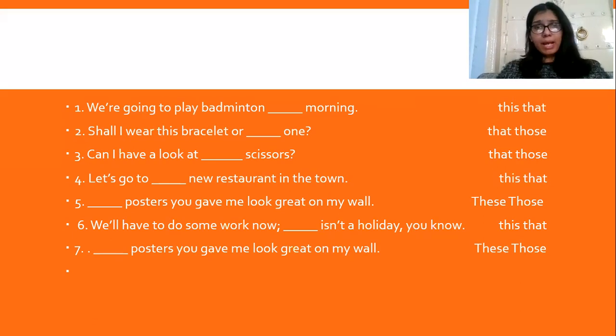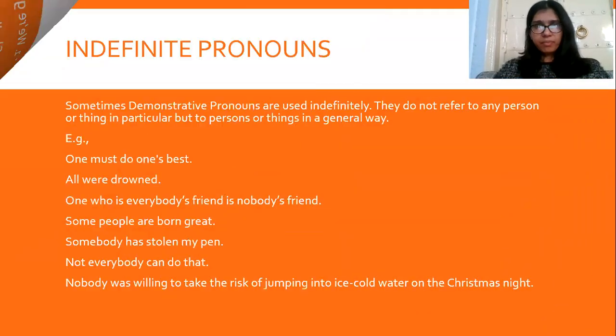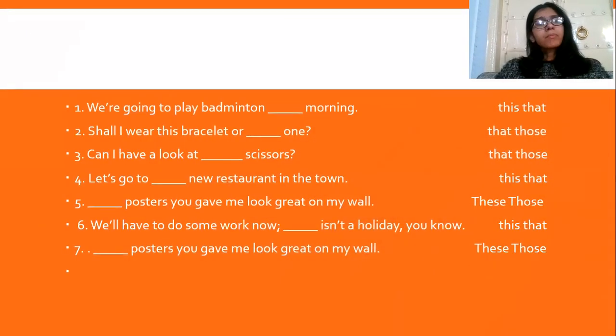We are going to play badminton this morning. Shall I wear this bracelet or that one? So it is something singular we are referring to. Can I have a look at that scissors? Scissors is singular only. The singular for scissors is scissors itself. So, can I have a look at that scissors?